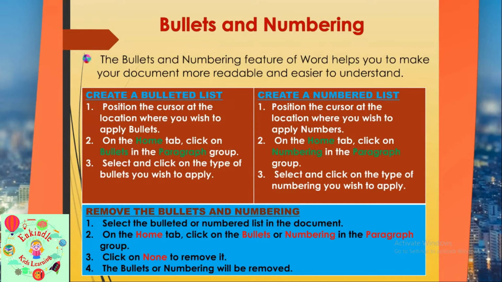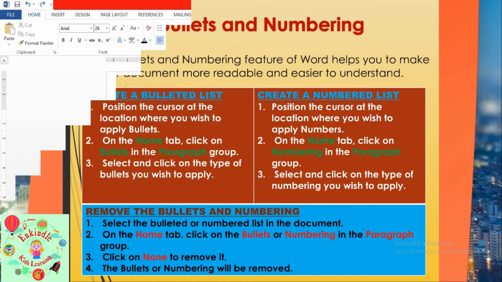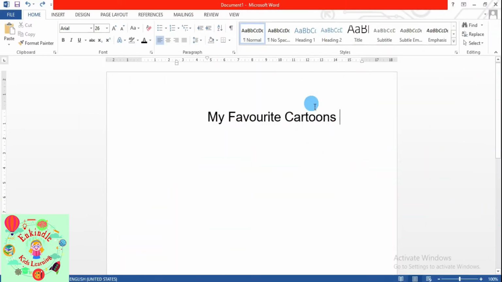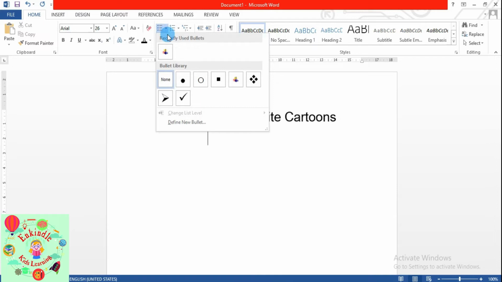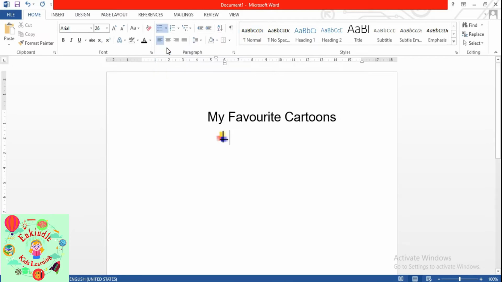Let us learn in depth how to create a bullet and number list and how to remove the bullets and numbering. To create a bulleted list, position the cursor at the location where you wish to apply bullets. On the Home tab, click on Bullets in the paragraph group. A drop-down menu appears. Select and click on the type of bullets you wish to apply.